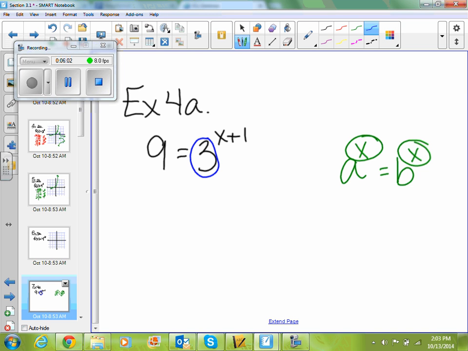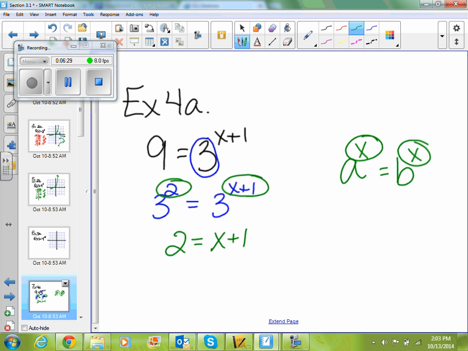So I notice that this has a base of 3, so I need to change this 9 to be a base of 3 as well. And I know that 9 is the same thing as 3 squared. So I change it to a base of 3 by making it 3 squared. And then this other side stays 3 to the x plus 1. Okay, once my bases are the same, then I know that the exponents are equal to each other. So I know that 2 equals x plus 1. And so I can use that to solve for x. So what would I do to solve for x? Minus 1. So x equals 1.